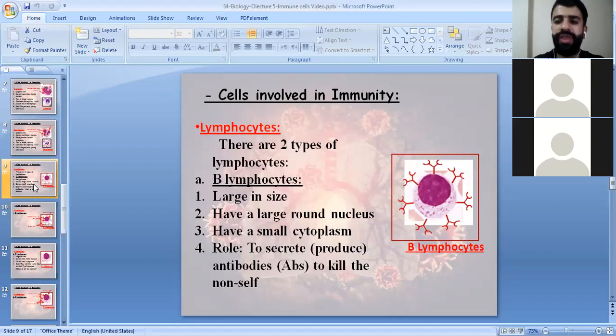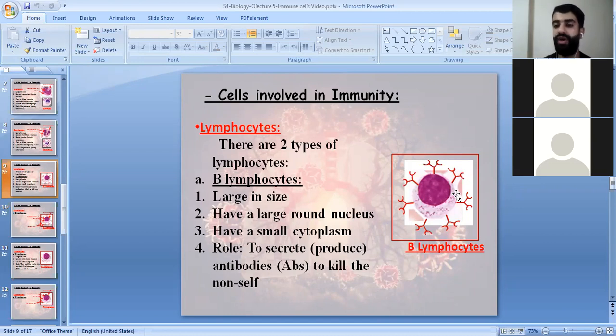Now, let's move to the lymphocytes. We have two types of lymphocytes: B lymphocytes and T lymphocytes. Let's start with the B lymphocyte. B lymphocytes are large in size. If you have a look here, they have a large round nucleus and the cytoplasm is very small.